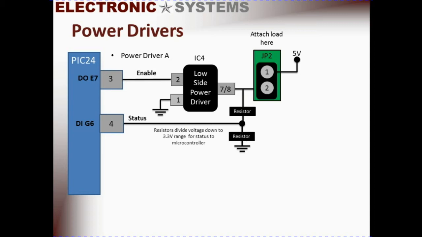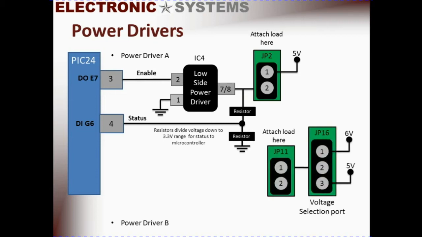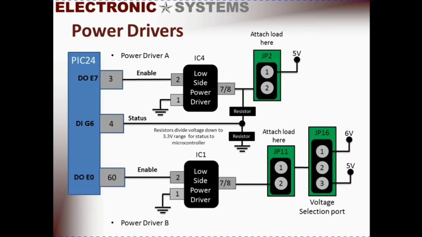Similar to the power driver A circuit, we have power driver B. In this case, we use JP16 to determine whether we are going to provide a 6-volt power or a 5-volt power to that external load that is attached to JP11. As with power driver A circuitry, we have another digital output on pin 60 of the PIC-24, which acts as an enable to the low side power driver switch, thus turning on or off the external load.